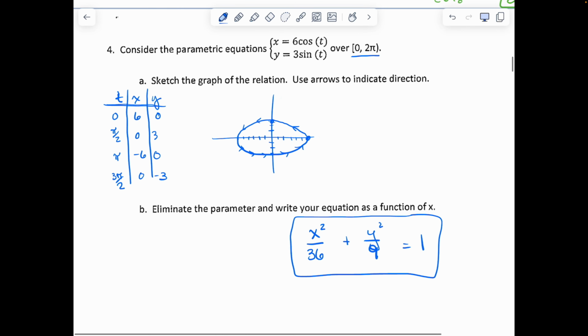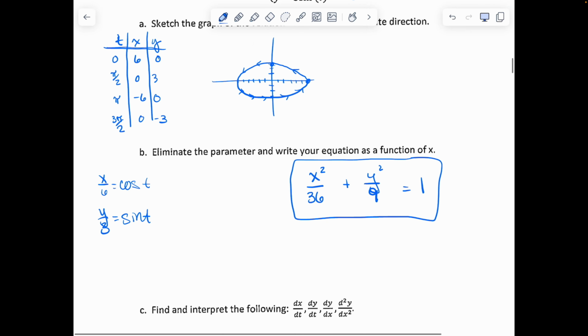If you did it using trig, you would say that x over 6 equals cosine of t, and y over 3 equals sine of t, and then you would say that sine squared plus cosine squared equals 1, and plug them in. You get the same answer either way. Whether you use your algebra 2 knowledge or your trig knowledge, same thing.